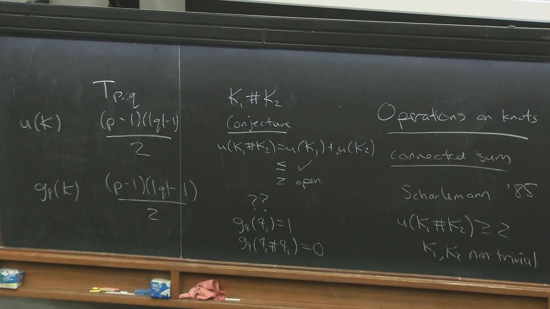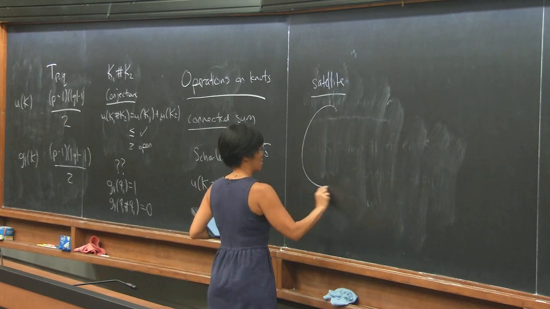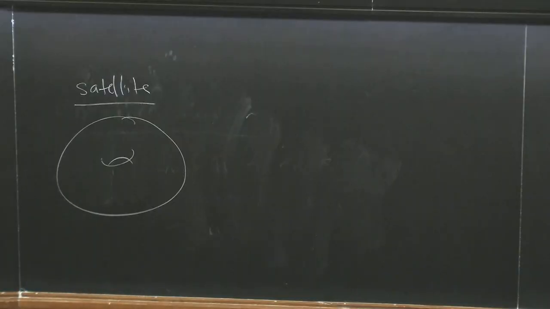What's another operation we can do on knots? Well, we can take the satellite of a knot. Take the satellite. We have a pattern knot P in the solid torus.